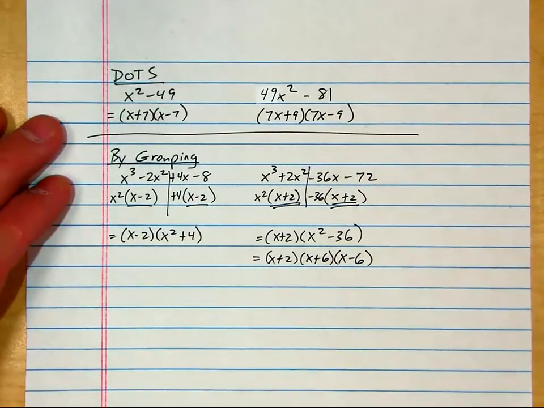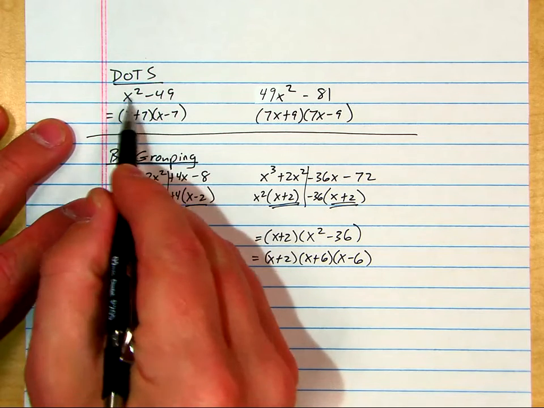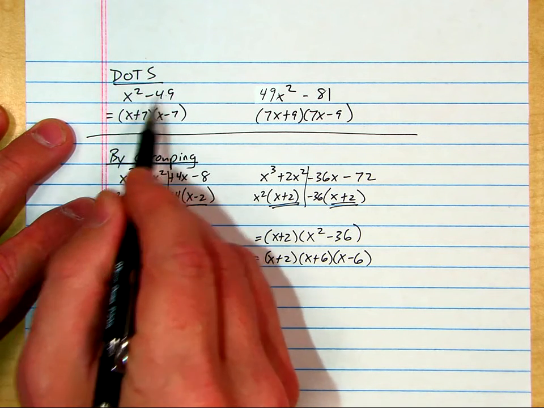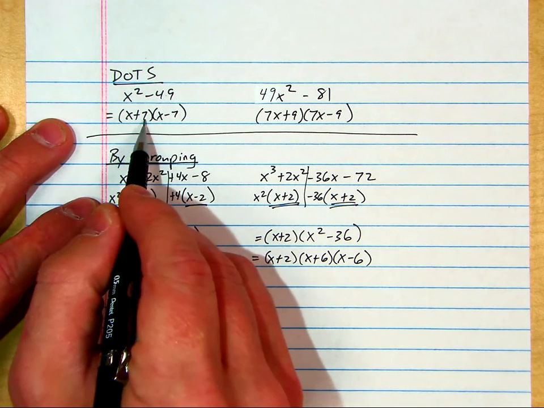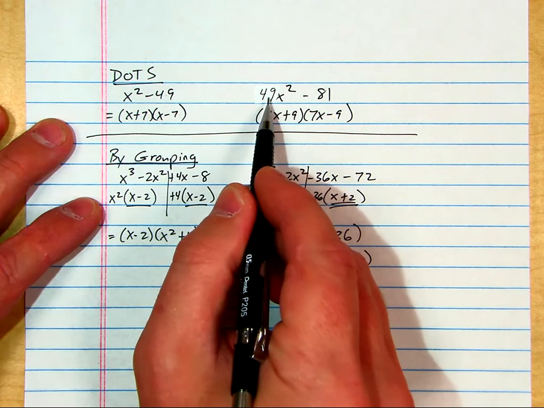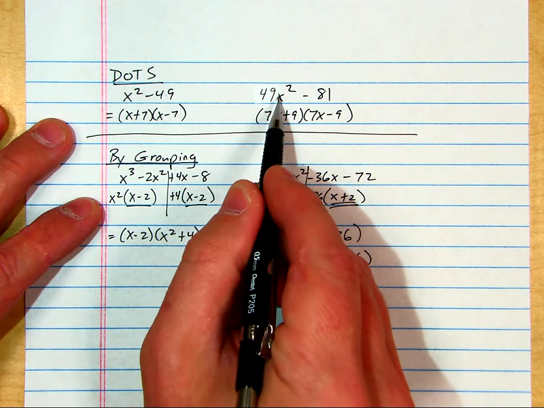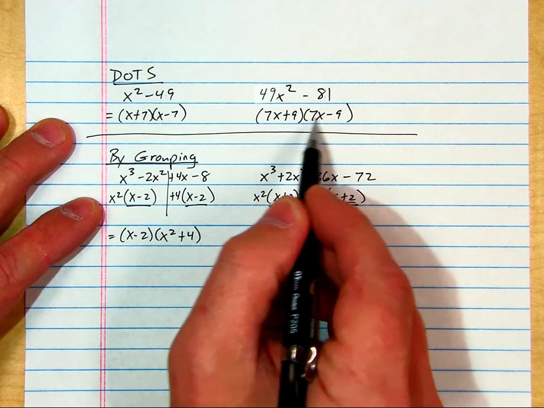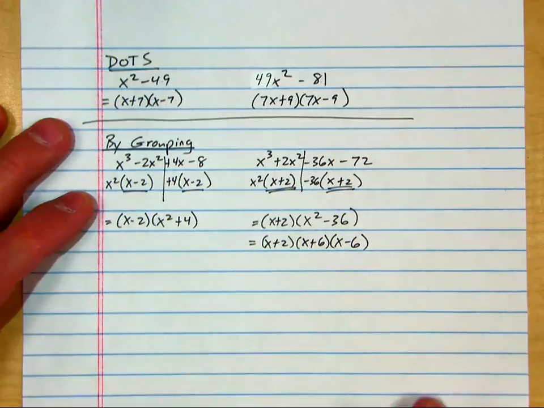Okay. Here's difference of 2 squares. It's a simple pattern you've got to memorize. If you have 2 terms, they're being subtracted, and both terms are perfect squares, you take the square root of each term in 2 binomials and just say plus and minus. See, the square root of 49 is 7. The square root of x squared is x. The square root of 81 is 9. 7x plus 9, 7x minus 9. Got to remember that pattern.